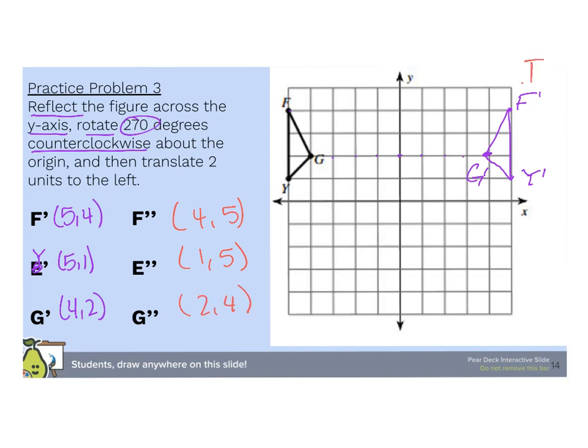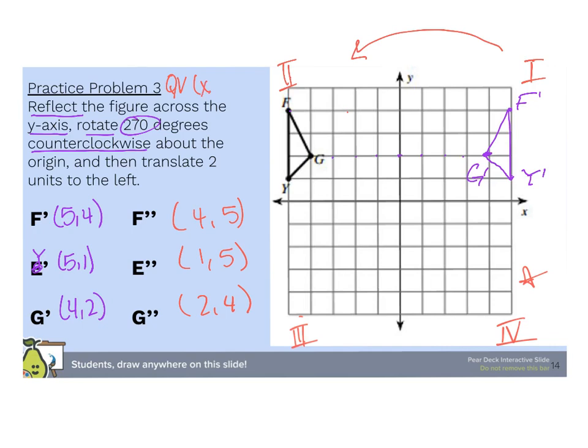But which quadrant will it be in if I go 270 degrees counterclockwise? Counterclockwise, I know the order of the quadrants goes in order. It goes 1, 2, 3, 4. It goes this direction, counterclockwise. So I'm going to move 3 quadrants. So 1, 2, 3. It's going to end up in quadrant 4.